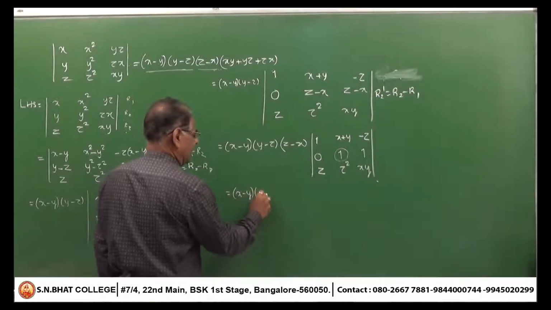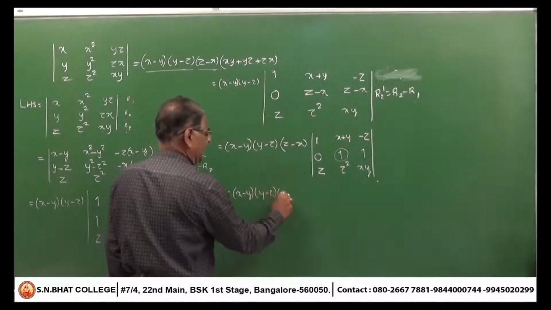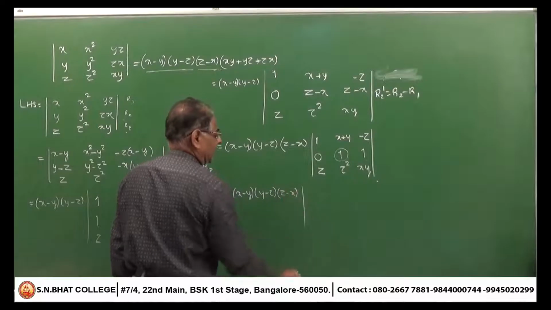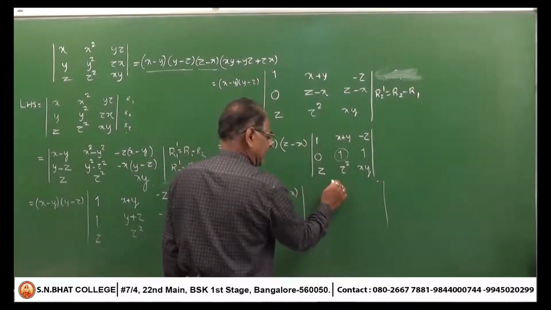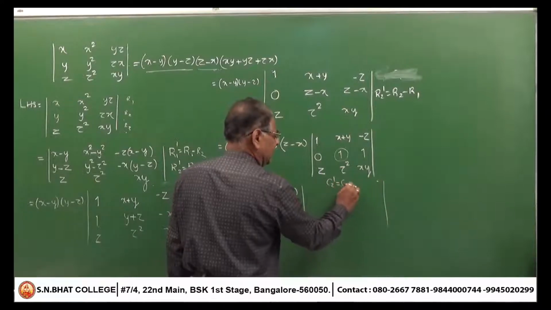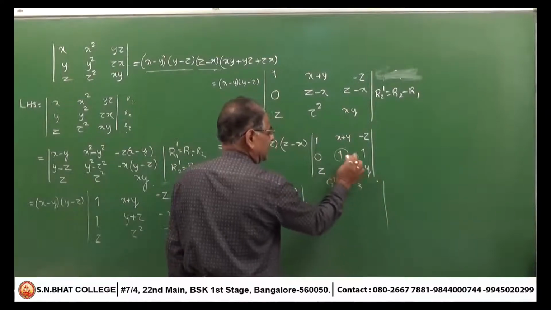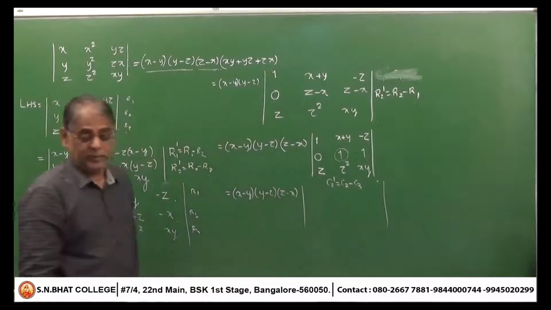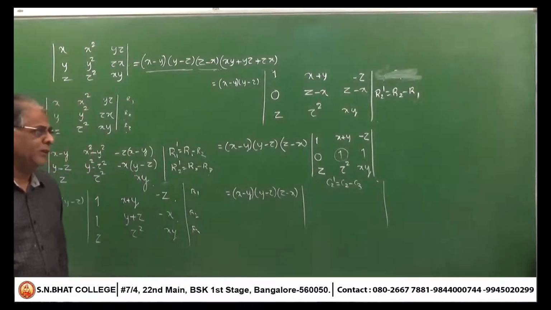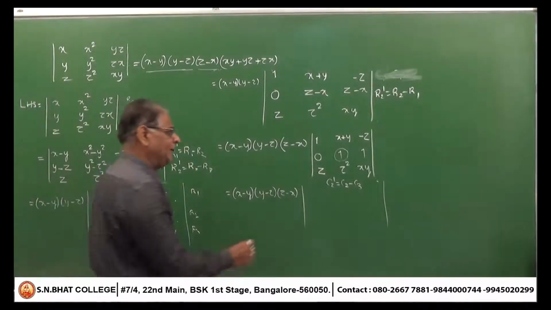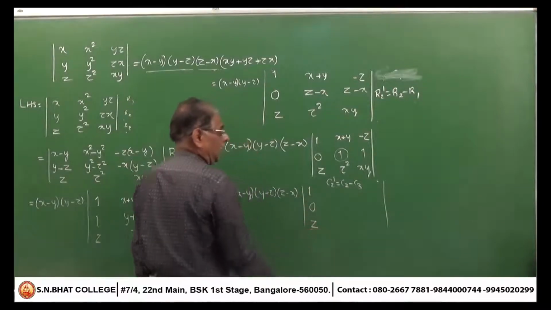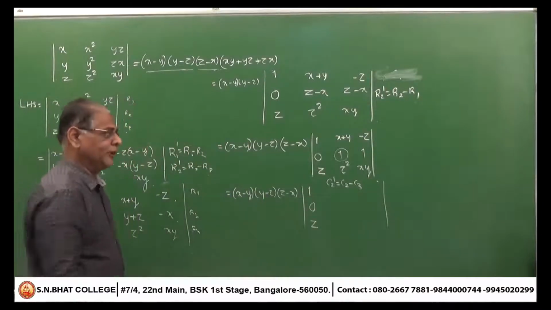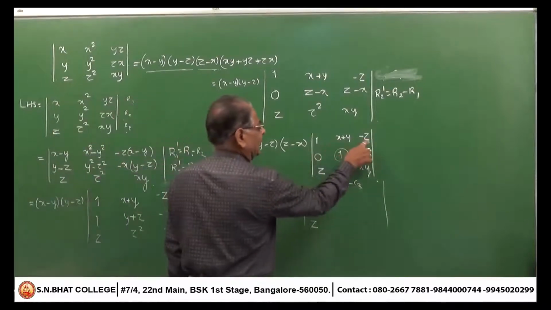X minus Y, Y minus Z, Z minus X common factor. In the next step, to make this element, this is in the second column, C2 dash is C2 minus C3, to get one more element to be 0. I am writing first column as it is. I am not touching first column. Write first column as it is. C2 dash is C2 minus C3.